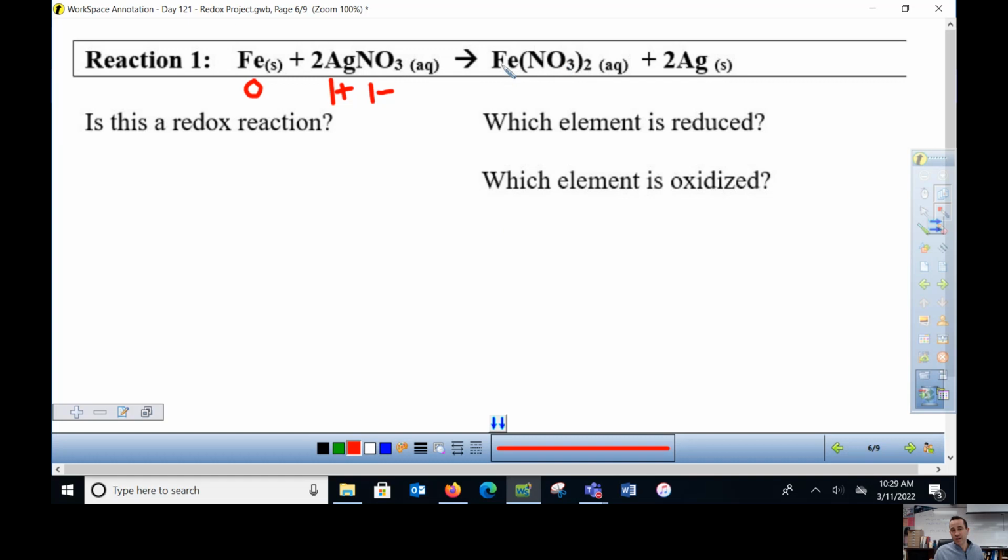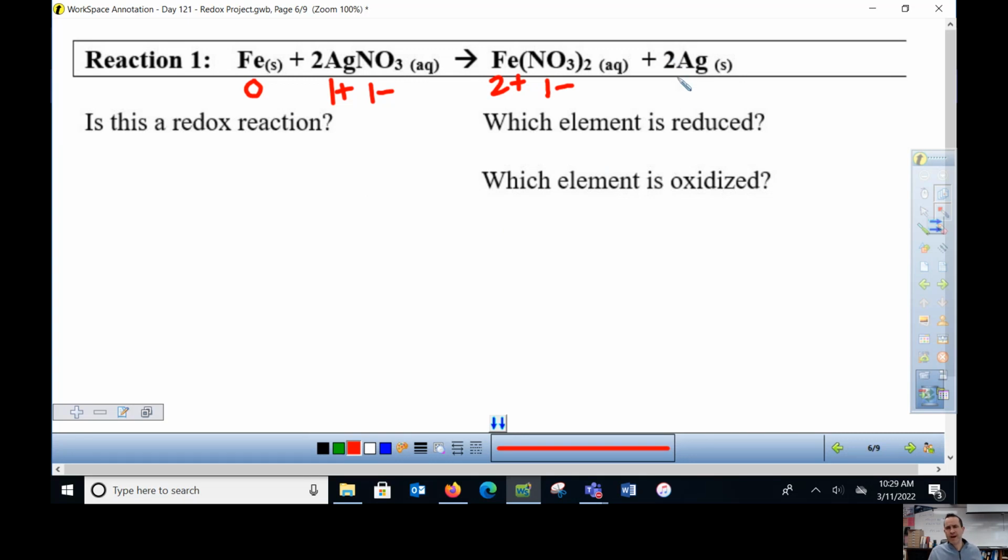Iron, now on the product side, is no longer neutral, right? It's part of an ionic compound. It's iron nitrate. So I have to figure out, all right, the nitrate has a negative 1 charge. That didn't change. But because there are 2 nitrates, the iron has to be positive 2. So this is iron 2 nitrate.